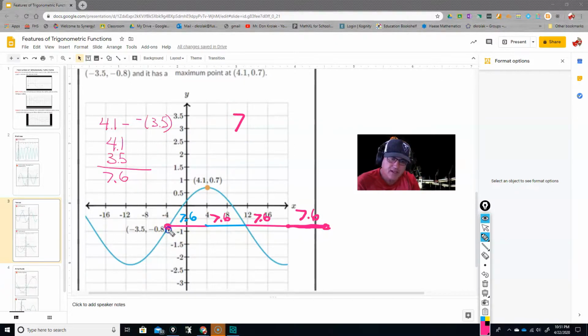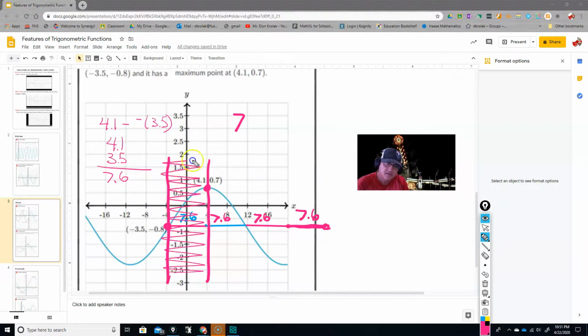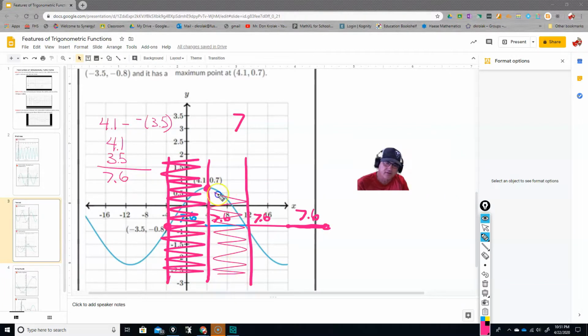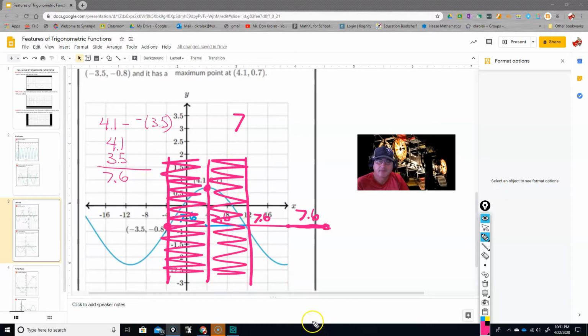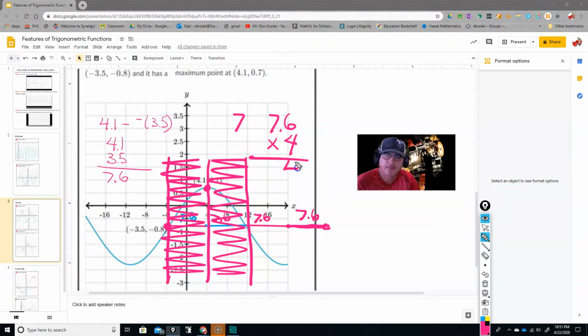So from the midline here to here, the distance in between those, that's 7.6. And that's 1/4 of the entire period. So 7.6 times 4, and there's our period.